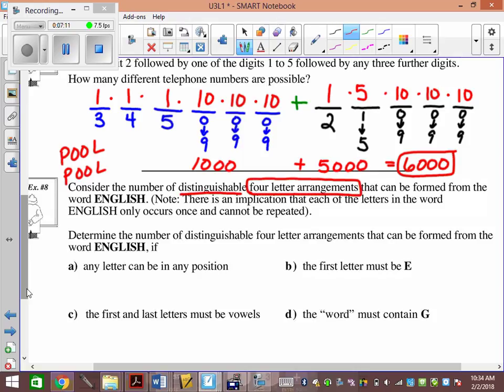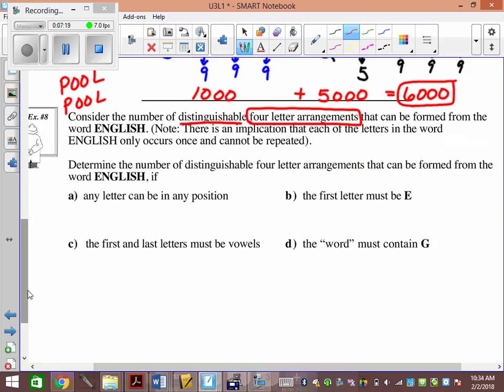4-letter arrangements means I'm only going to arrange 4 of them. And the moment I have the word arrangement, that means permutation. Why? Permutations means order matters, right? The moment you're arranging anything, you're arranging it in an order. So the order matters. So if you read the word arrangements in the question, it's telling you it's permutation. Okay? Arrangements means permutation.